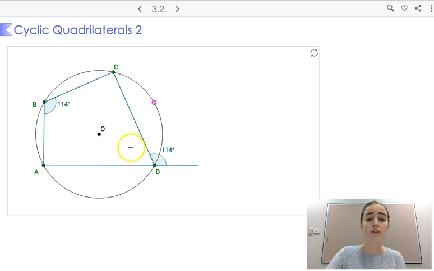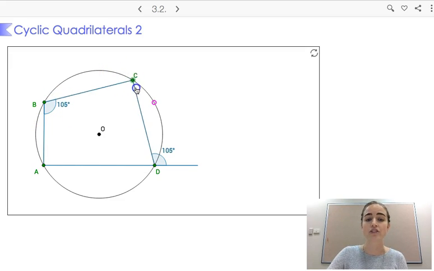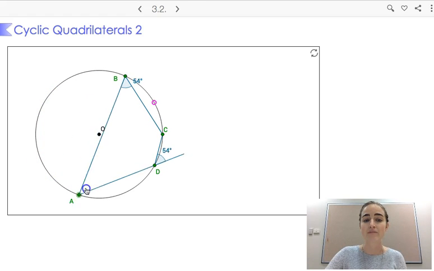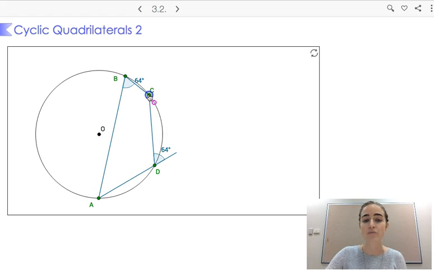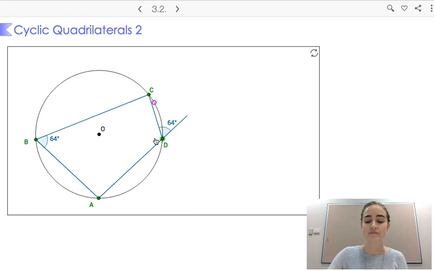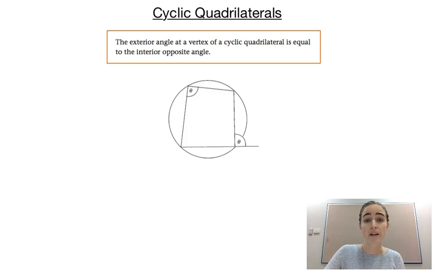So if we have a look at what that looks like, here you can see this angle here is 114 degrees, and the interior opposite angle is also 114 degrees. Now if we move that around, you can see that they're always going to stay being the same size. So no matter how we move that around, it's always going to be equal to that opposite interior angle. So that's having a look at our 2 properties of cyclic quadrilaterals. Again, we will go through the proofs of those in class together.